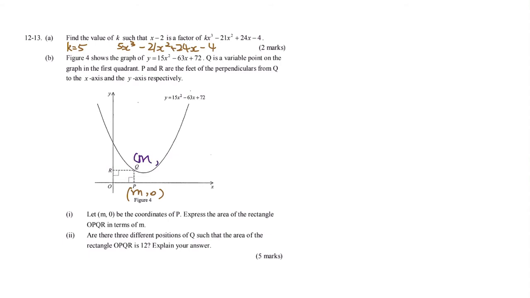But then we don't know the y yet, right? So let's write that as well, because this Q point is on this function, this graph, and the x coordinate is m at this point. So we can use this equation to find the y coordinate. Just substitute m into the x. So y equals 15m squared minus 63m plus 72. That's why the Q coordinate is this way.